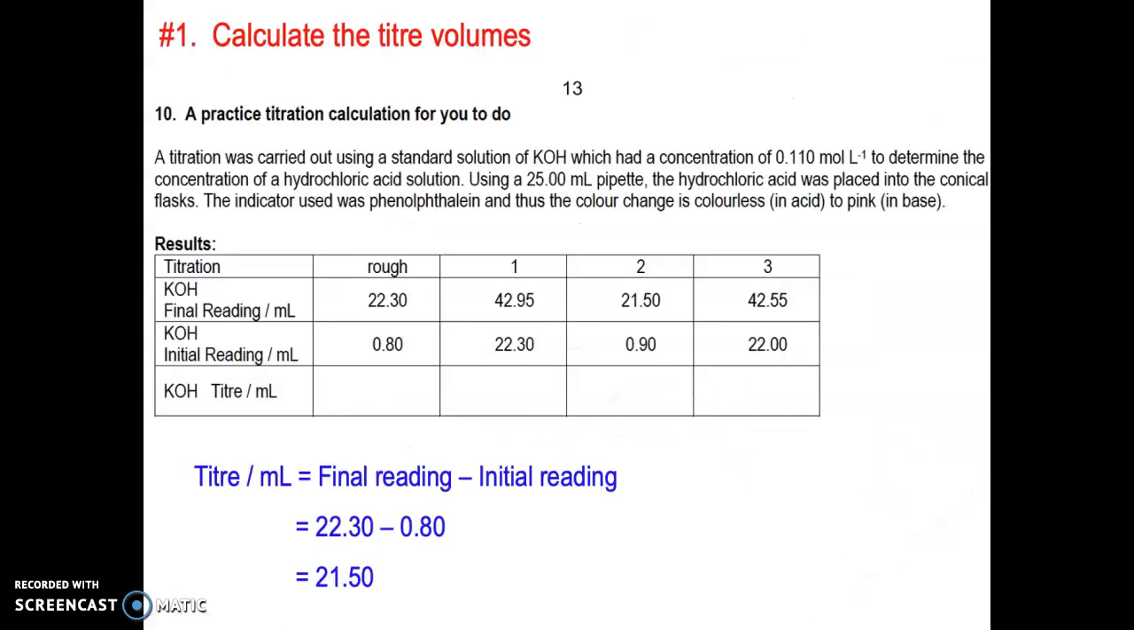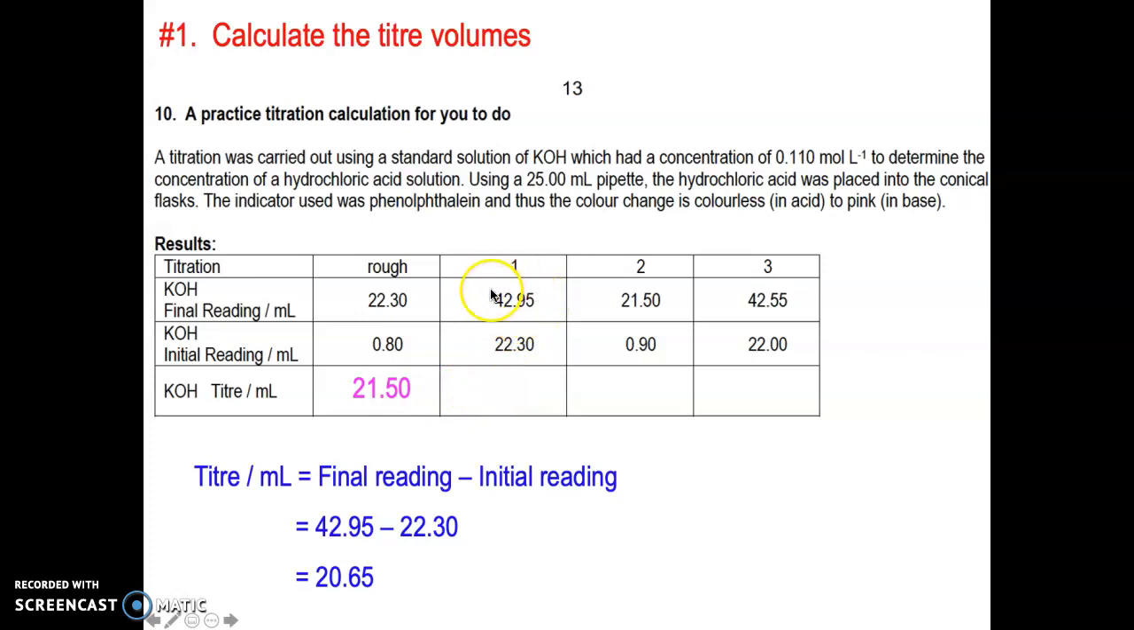To do these calculations, you take the final reading, 22.30, and subtract off the initial reading, 0.80, and your answer there, 21.50, will go here into the table. Remember, you must record your value with 2 decimal places for excellence. Once you've recorded your 21.50, you're on to the next volume.